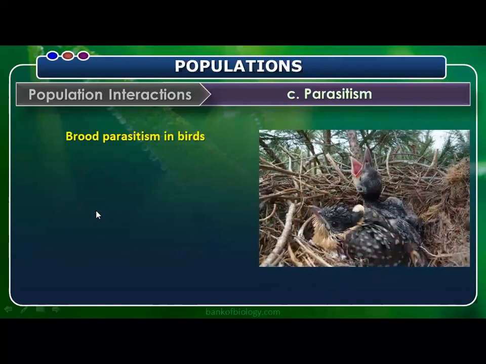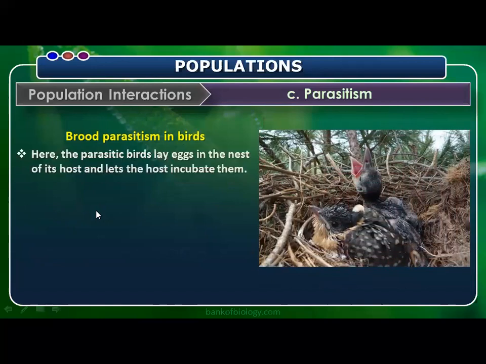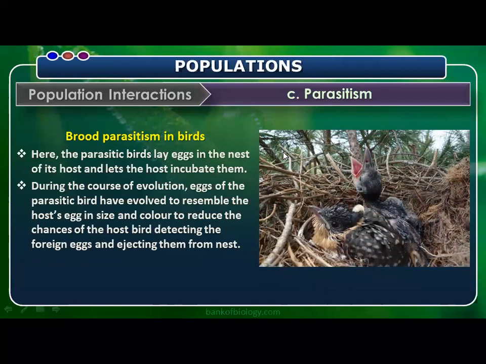The special phenomenon we learn here is brood parasitism. Brood parasitism in birds: the parasitic bird lays eggs in the nest of its host and lets the host incubate them. We have a best example for this: cuckoo and crow. During the course of evolution, eggs of the parasitic bird have evolved to resemble the host egg in size and color to reduce the chances of the host bird detecting them as foreign eggs and ejecting them from the nest.